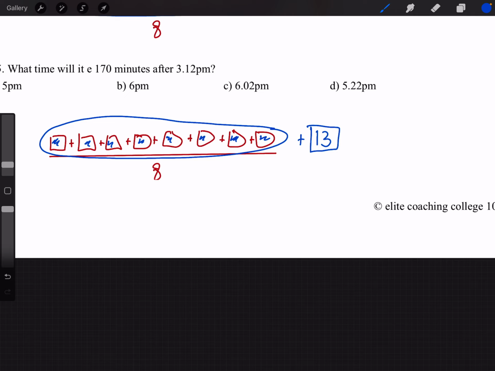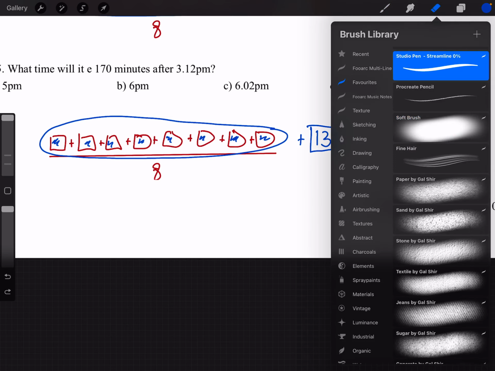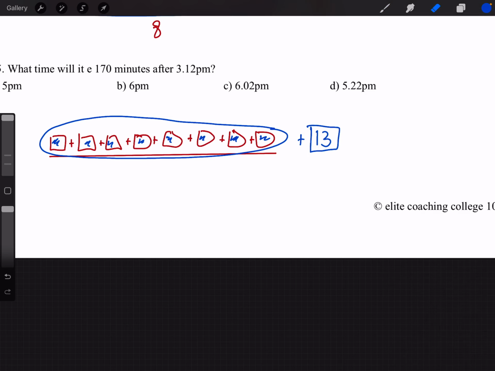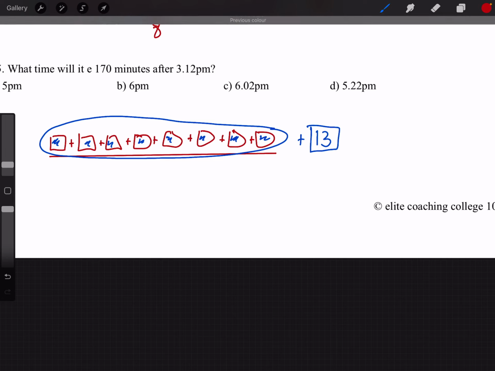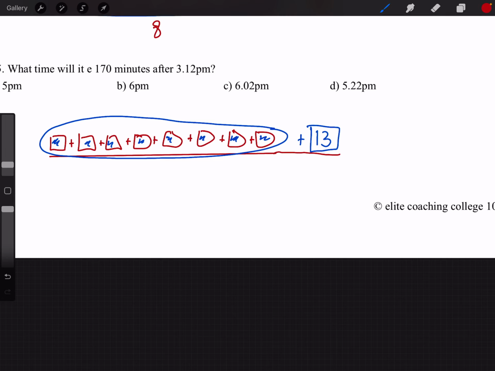So how do you find the average of 9 numbers? We have to add them up, add all of them up and divide it by 9 because there's 9 numbers now. It says, what's the new average when there's 9 numbers?